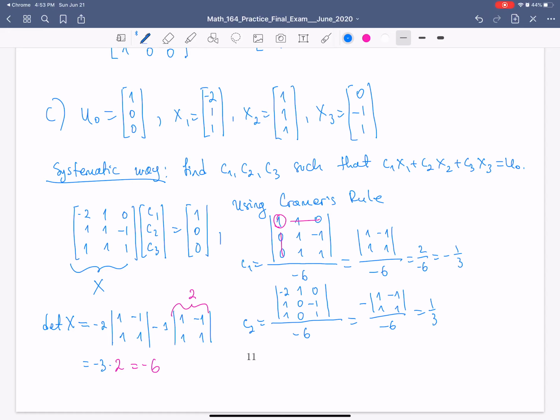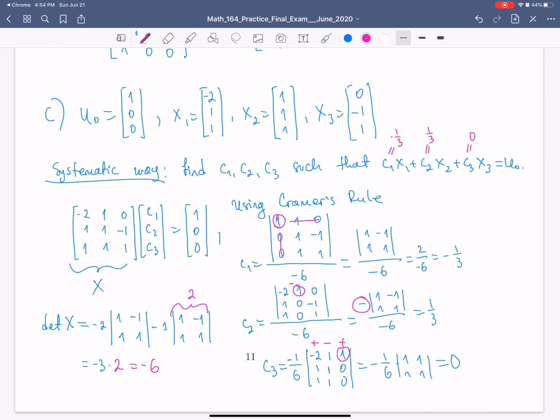And then C3 equals negative 1 over 6 times this determinant. So I'll put 1, 0, 0 in the third column, and I will do expansion along the last column. So this comes with a plus sign, because remember we have plus, minus, plus. So that's where that minus came from, because this comes with a minus sign. And the determinant in question is going to be 1, 1, 1, 1, which is just 0, so we get 0. So we found C1 to equal negative 1 third, C2 positive 1 third, and C3 to be a 0.